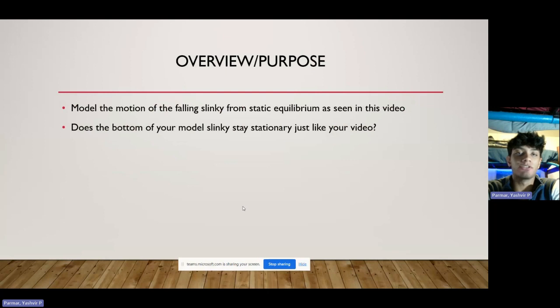So, the point of this lab is to model the motion of the falling slinky from static equilibrium as seen in the video I will show eventually. And the question we're trying to answer here is, does the bottom of the model slinky stay stationary just like in the video?